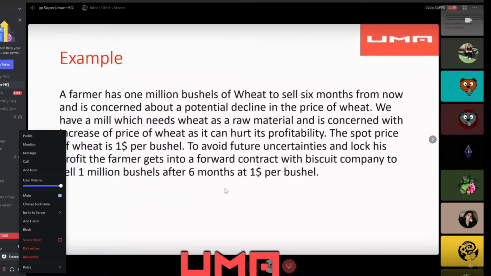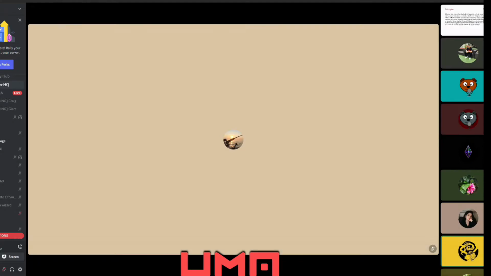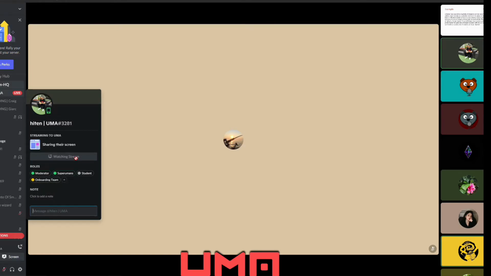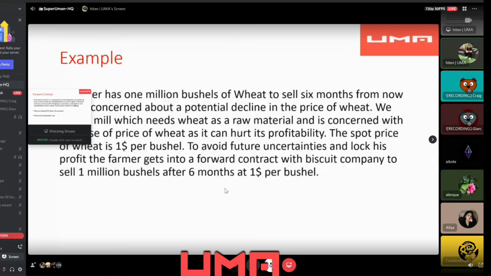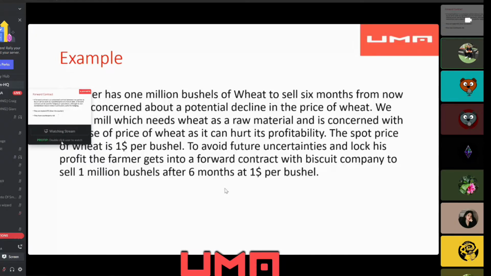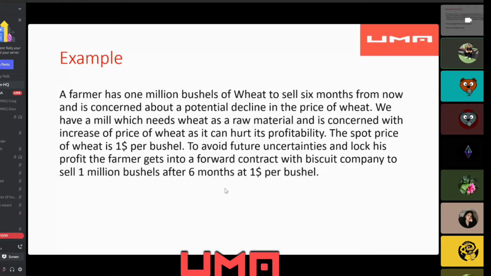Let's talk about this example. A farmer has 1 million bushels of wheat to sell 6 months from now and is concerned about a potential decline in the price of wheat. We have a mill which needs wheat as a raw material and is concerned with an increase in the price of wheat, as it can hurt its profitability. The spot price of wheat is $1 per bushel. To avoid future uncertainties and lock in his profit, the farmer gets into a forward contract with the mill to sell 1 mil.